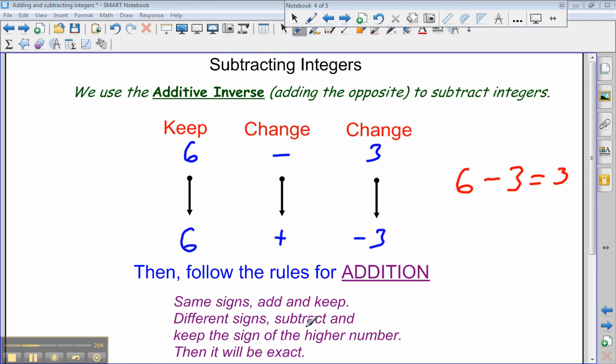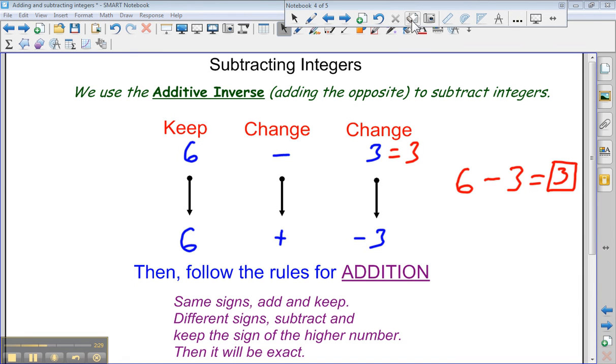We're not done yet because it says different signs subtract and keep the sign of the higher number. And by higher we mean the higher absolute value. And 6 has a higher absolute value than negative 3. And 6 is positive, so our answer has to be positive. And like I said, as we've known for many years, 6 minus 3 equals 3.